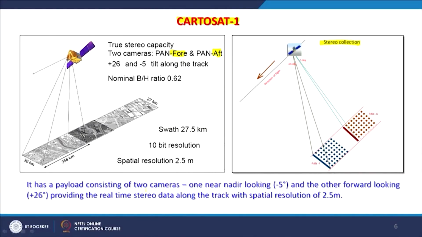So, they have employed two cameras, one near nadir looking, that is -5 degree, and the other forward looking, that is +26 degree, providing real-time stereo data along track with a spatial resolution of 2.5 meters. The optical images may be of 2.5 meters, but when you generate a digital elevation model, you may not end up with the same spatial resolution. You may end up with a little lower, maybe 4 meter, maybe 5 meter spatial resolution.